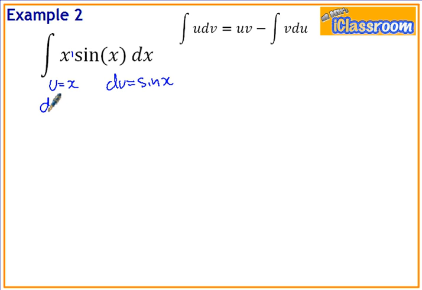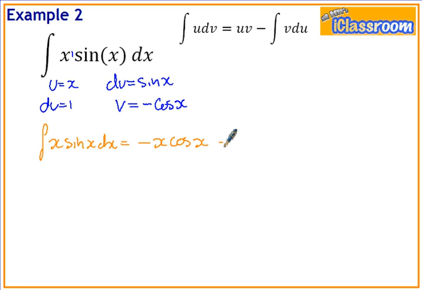So that means that du will be equal to 1, and v will be the integral of sine of x, and sine of x integrates to give me minus cosine of x. So this time I have to be careful with my signs. So the integral of x sine x dx is equal to u times v, which is minus x lots of cosine x, minus the integral of v du, which is minus cosine of x dx.